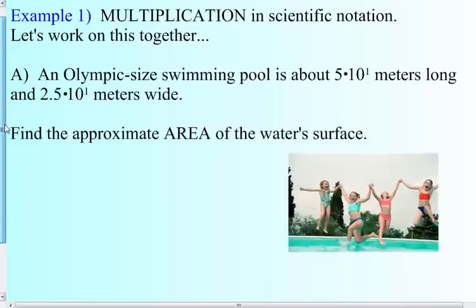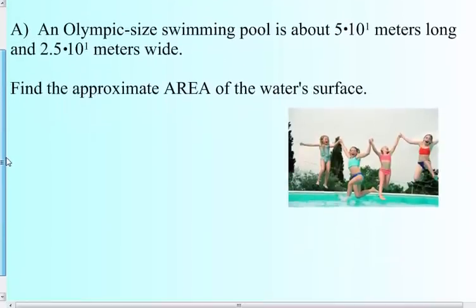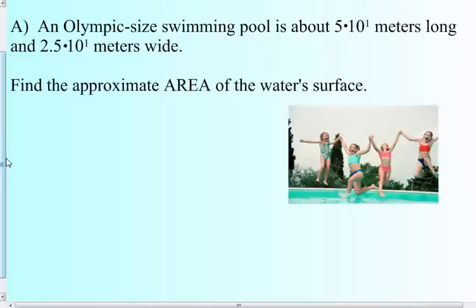An Olympic-sized swimming pool is about 5 times 10 to the first meters long, meaning 50 meters, and 2.5 times 10 to the first meters wide, or 25 meters wide. Find the approximate area of the water surface. Well, it's a rectangle. Area is length times width, right? So area equals length times width.